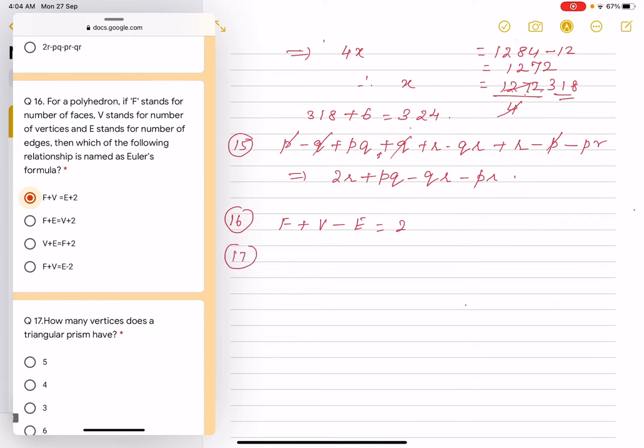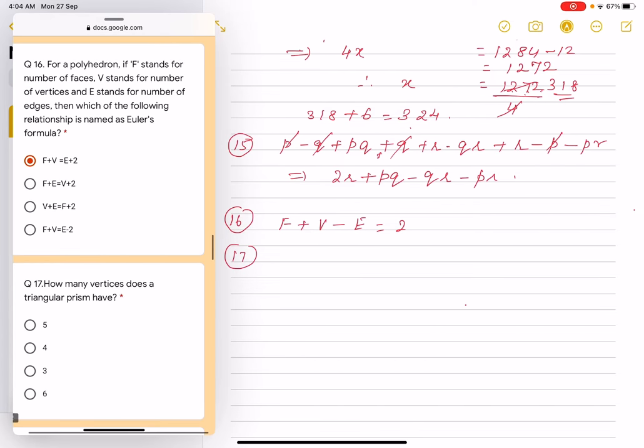Question number 17. A triangular prism. How many faces? We know already. Triangular prism, if you make, six vertices are there. It is triangular, and then we make this. This face also triangular. So all together we have 5 faces.